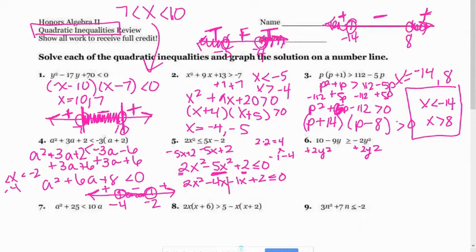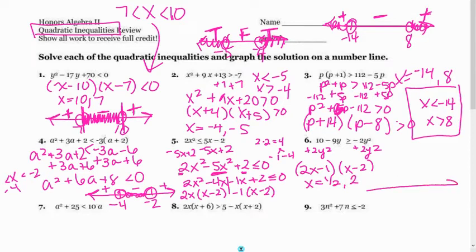And I cut it in half. Out of the front, I can factor a 2x. I'm going to factor out a negative 1, and then I get this. So my factors are 2x minus 1 and x minus 2. So my x's are 1/2 and 2. Those are the numbers that I need to put on the number line and then test.